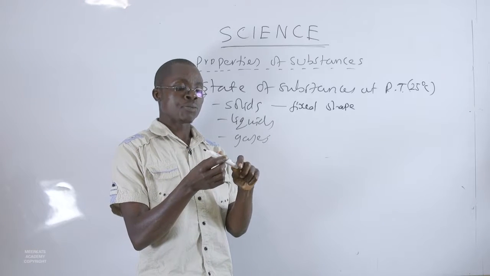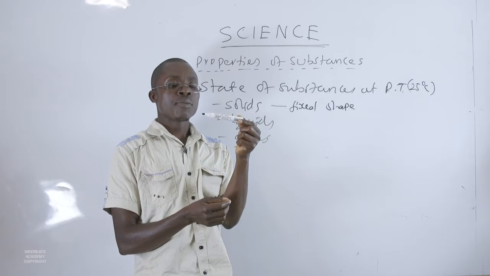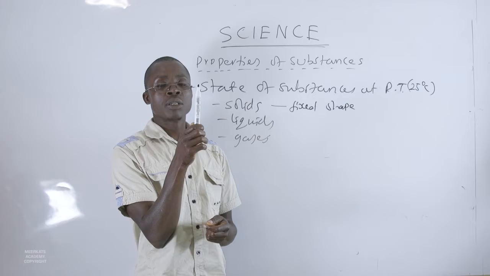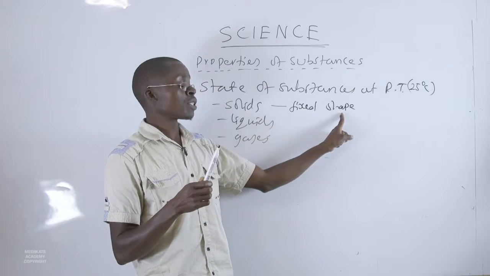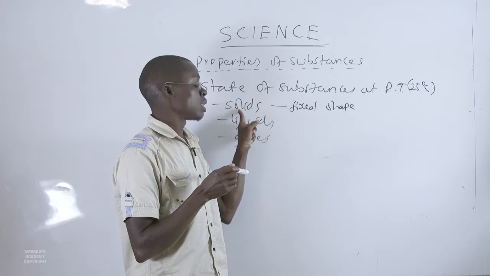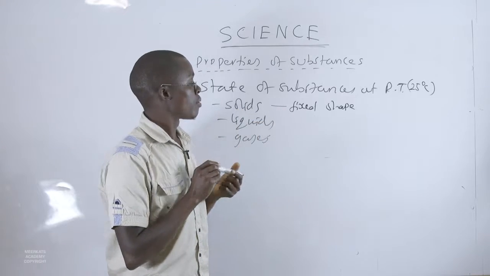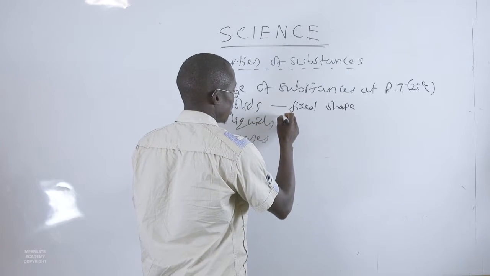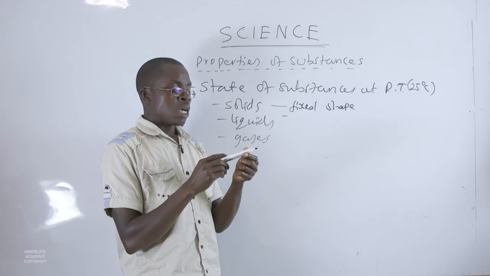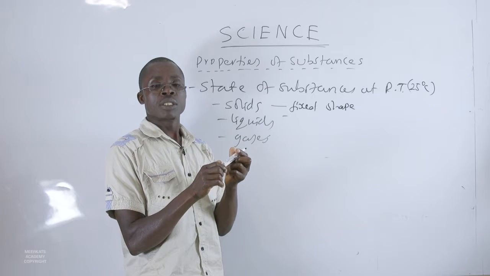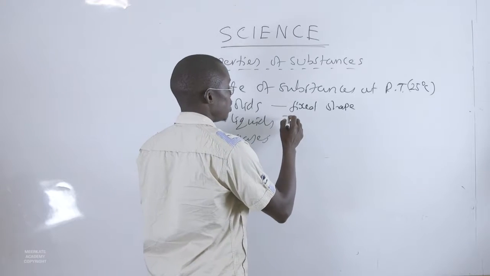Look at this marker pen. Even if it takes a whole year, you will still find it this way. Why? It is fixed. Fixed what? Fixed shape, because it exists in a solid state at room temperature. What else do we see? We can use this one to show it. Can it be compressed? It can't. So solids cannot be compressed.